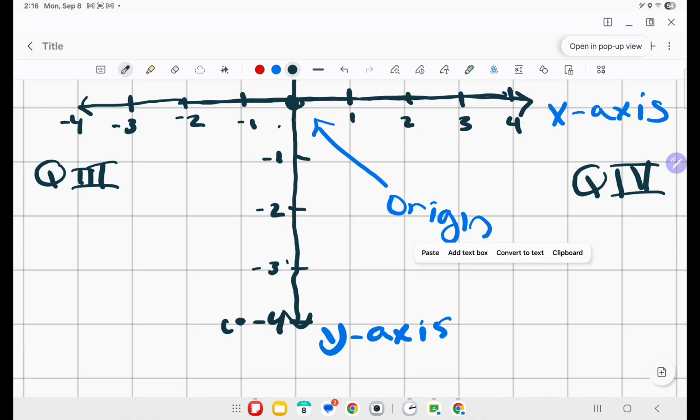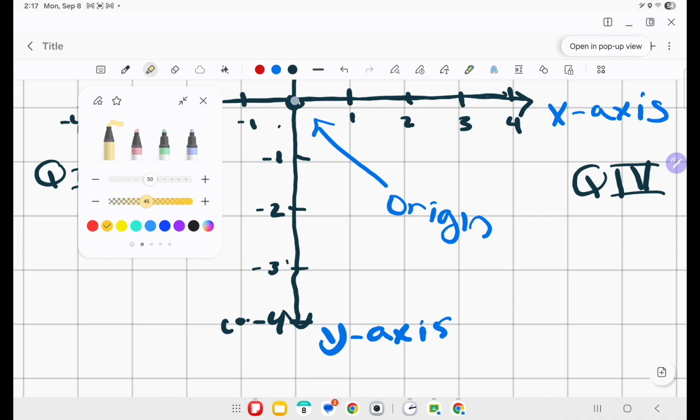All right? So still, you never go down first. You always go left or right. It's an ordered pair. So start at the origin to get to that point down here. Start at the origin. Do we have to go left or right? We had to go left, right? So we had to go left.